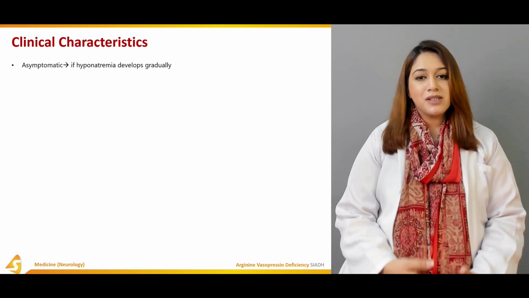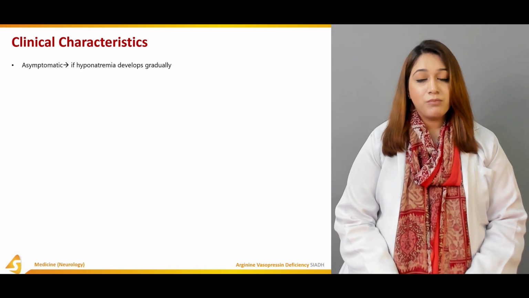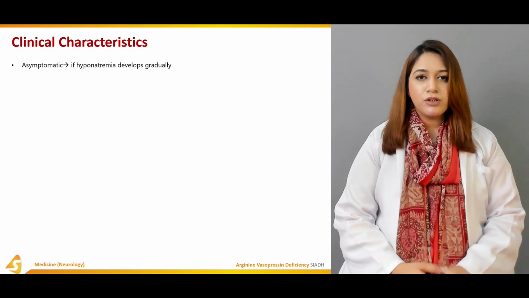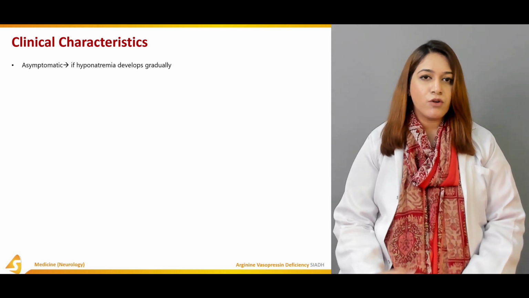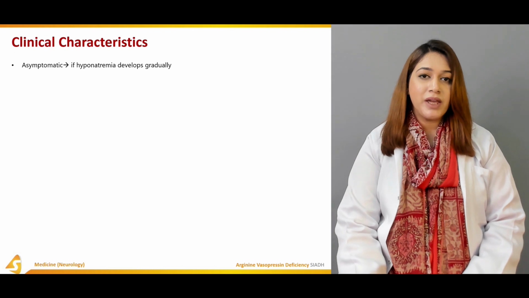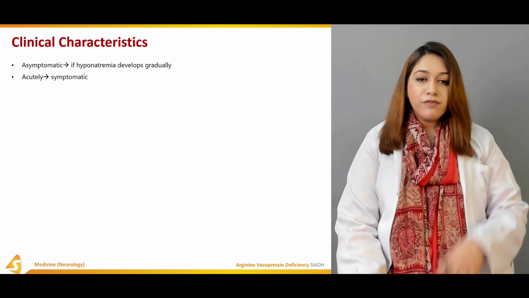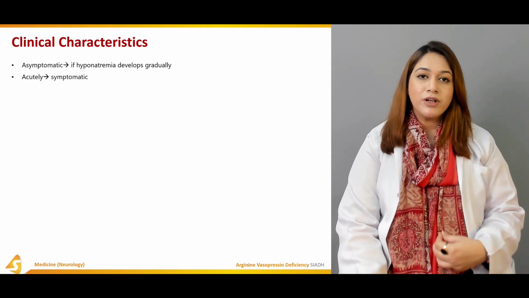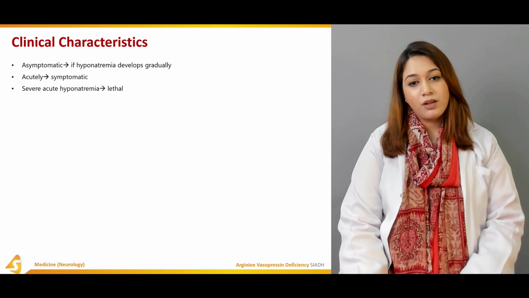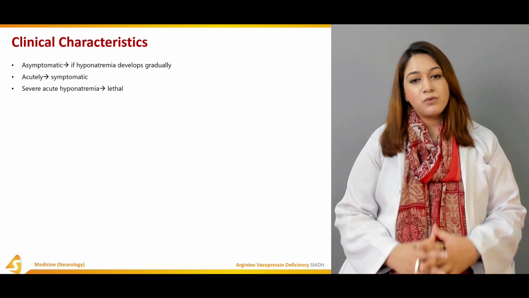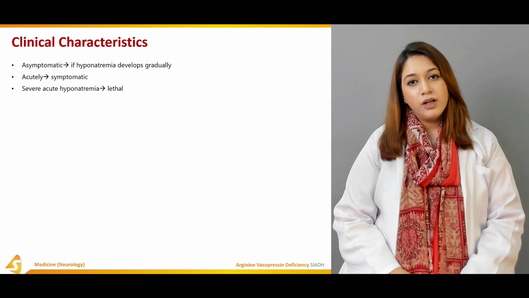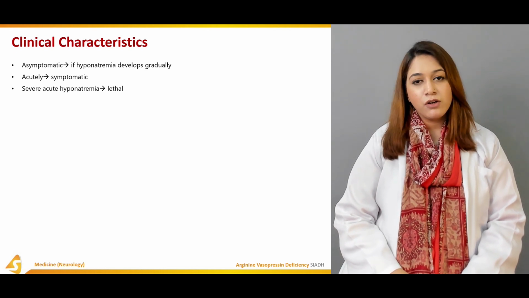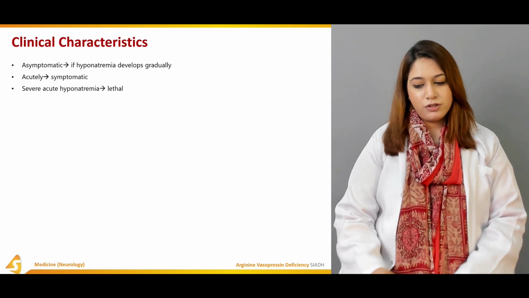If the hyponatremia develops gradually, the patient will experience minor symptoms or no symptoms at all, and they will be asymptomatic. If the patient is symptomatic, it means that the hyponatremia has developed acutely. And in case of severe acute hyponatremia, the condition of the patient will be extremely deteriorating, or this can be lethal for the patient.